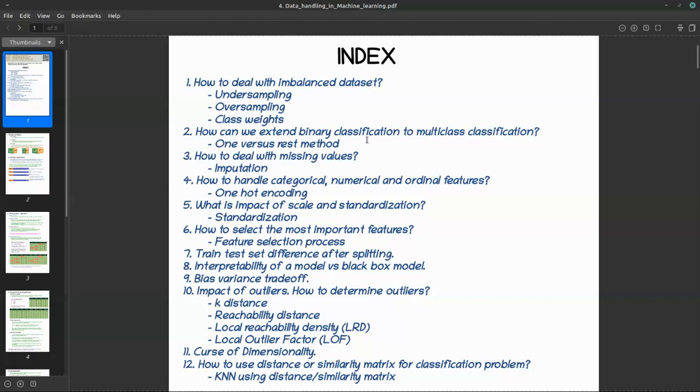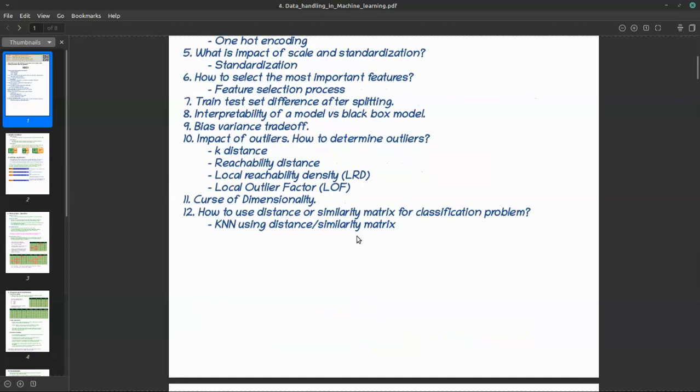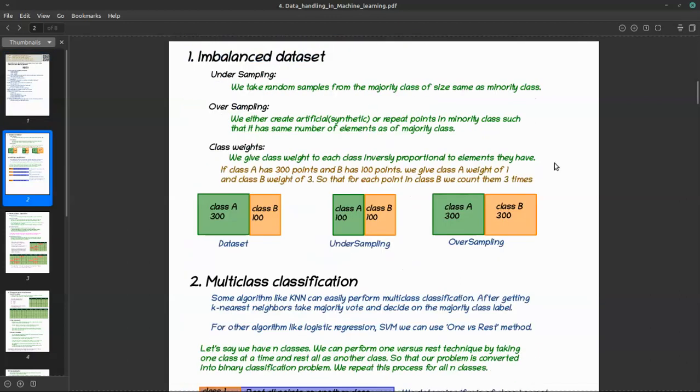Then we will see, if you have a model that can do just binary classification, like logistic regression or SVM, then how can you extend it to multi-class classification? How to deal with missing values, nulls and all of this stuff, where you don't have the data for particular features. How to handle ordinal features or categorical features. Impact of scale, and how standardization is used. Correct. Let's start with the small, easy topics.